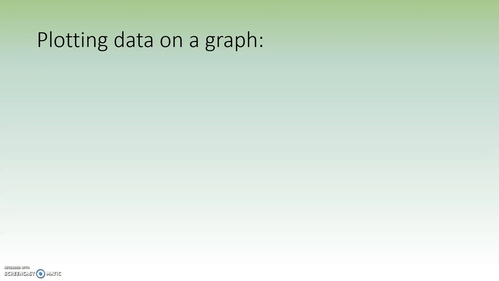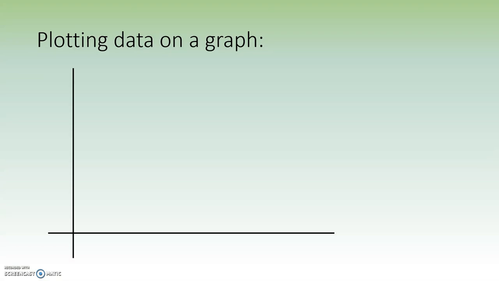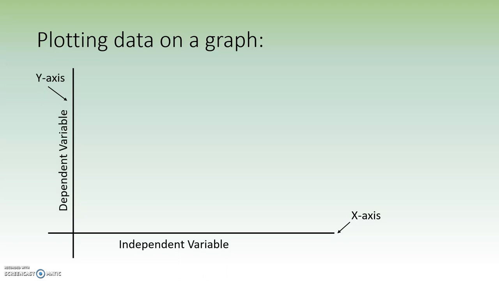When looking at any graph, there are a couple of conventions to keep in mind. First, the horizontal axis is called the x-axis, while the vertical axis is called the y-axis. Data is always plotted on a graph such that the independent variable, remember this is the one that the researcher manipulates, goes on the x-axis, while the dependent variable, the measured value, goes on the y-axis.